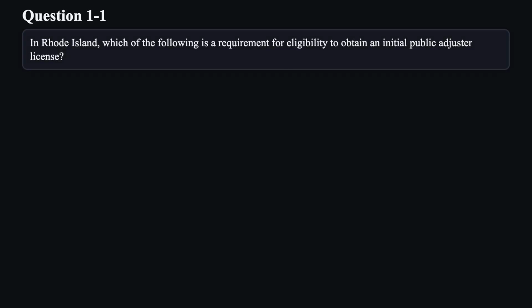I'll read each question and its choices. Let's get started. Question 1. In Rhode Island, which of the following is a requirement for eligibility to obtain an initial public adjuster license?